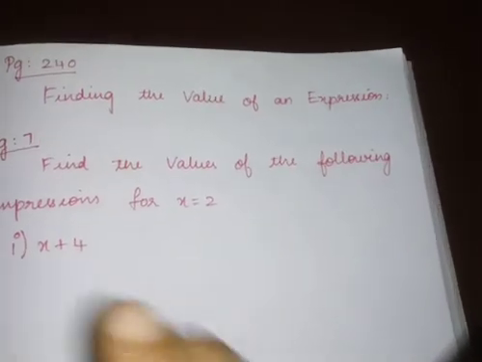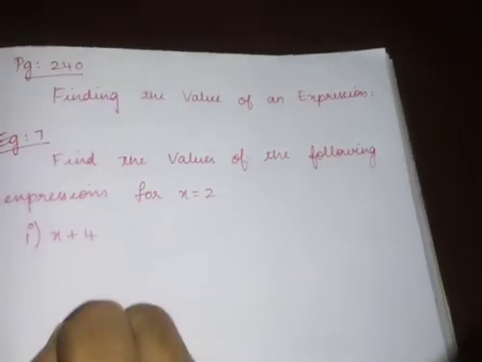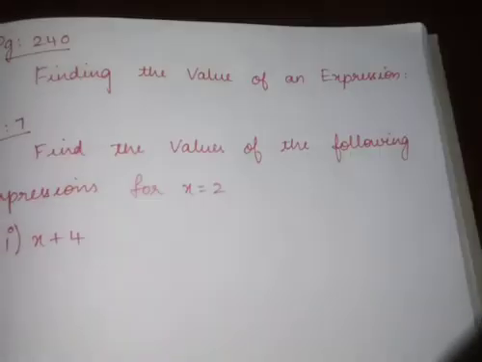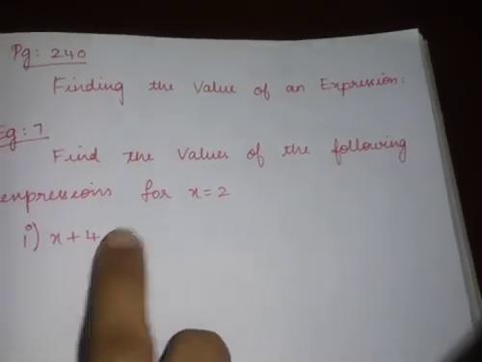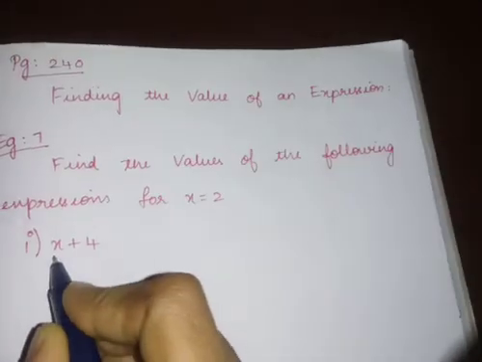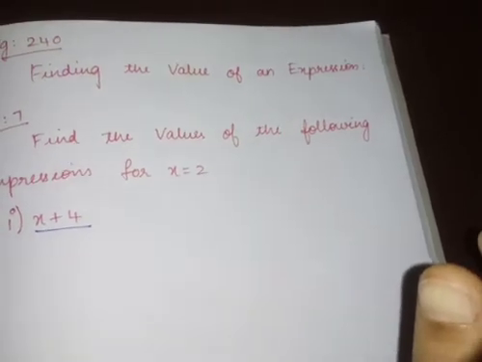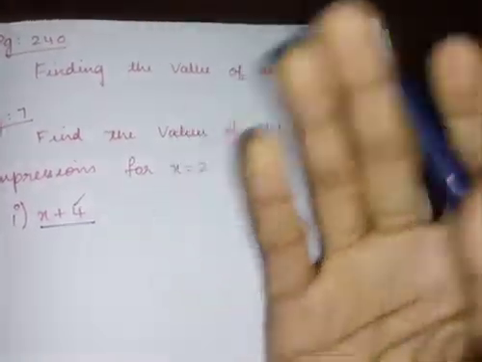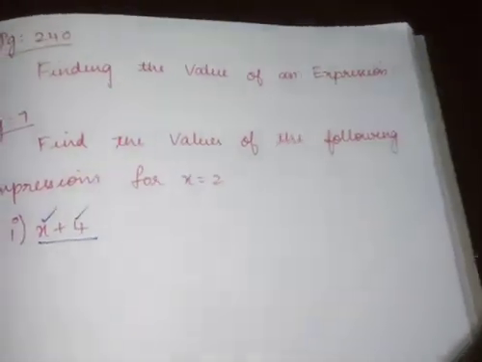I'm going to explain this concept by using example problems directly. Example number 7. Find the value of the following expression for x is equal to 2. What is your expression? x plus 4. How will you find the value of this x plus 4? This 4 is a constant, so you can take it directly. x is a variable, it doesn't have any constant value.